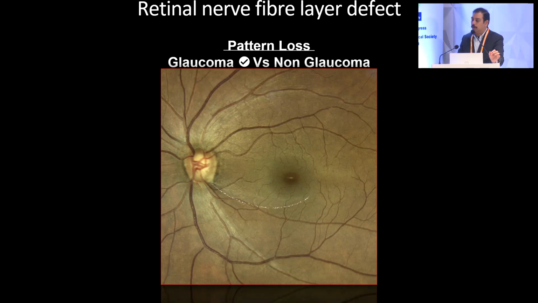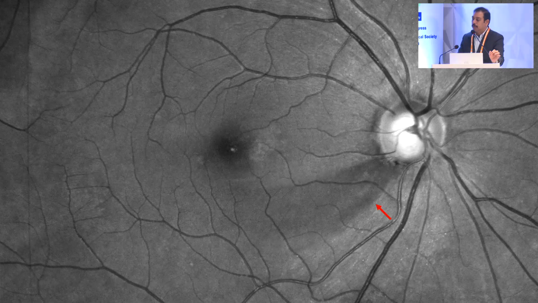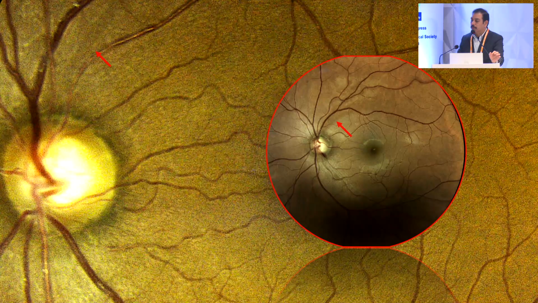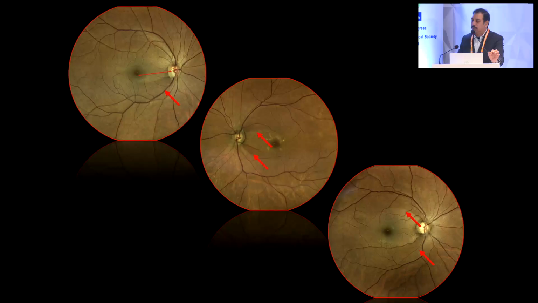So let's see the glaucomatous defects. Many times we may not be able to really pick up, but once you can use the red free, then you can really pick up the glaucomatous defects, RNFL loss. See this very, very tiny defect, that is a slit defect. The arrow shows there, and then you can see the defect is becoming larger as the cup increases in size.